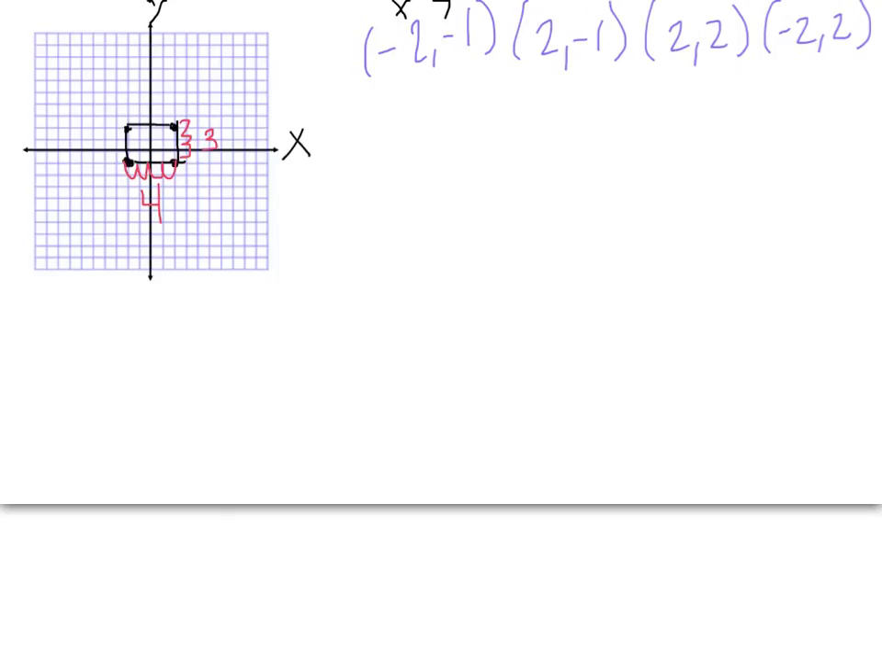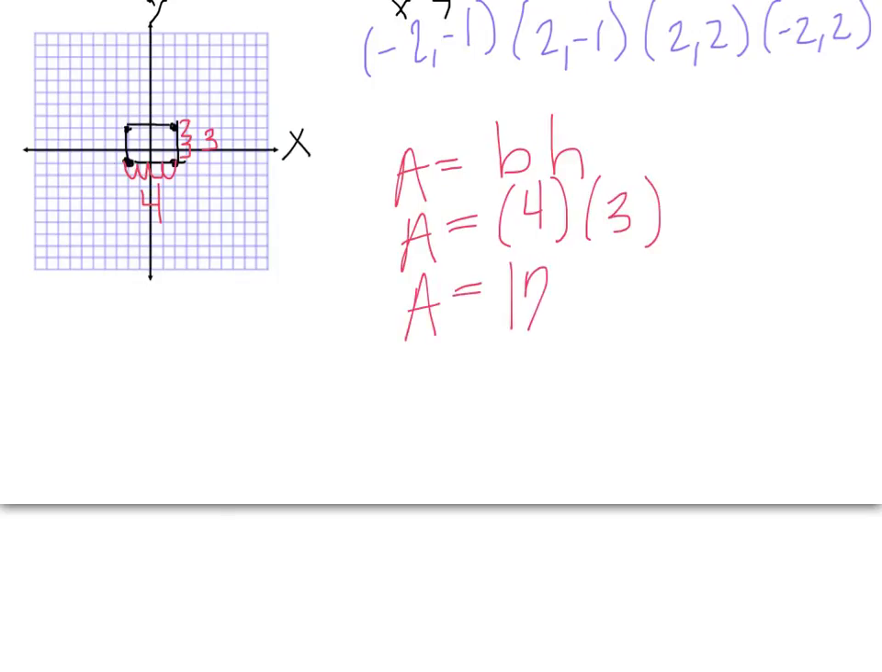Our height is 3. So our area, remember, is base times height, so let's just plug that in. Our base is 4 and our height is 3. So our area equals 12. Now, again, we have to include units. So we're going to say units squared because we're multiplying these together.